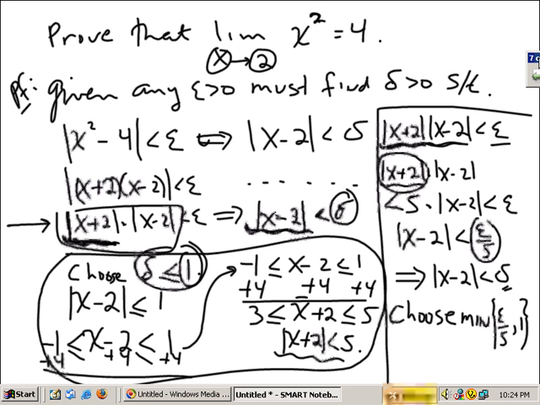So the most x plus 2 can be is 5. That's the most it can be. That is, it's less than or equal to 5. Alright, so that's how you do one where it's not linear.